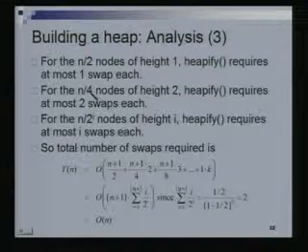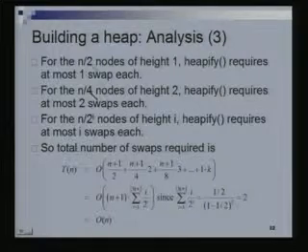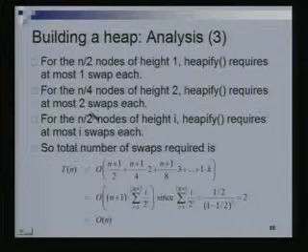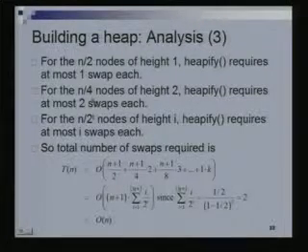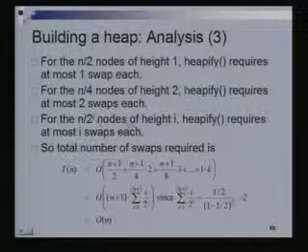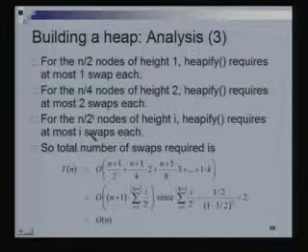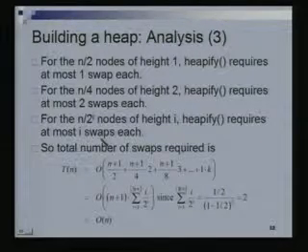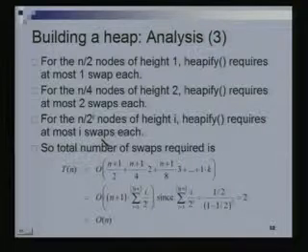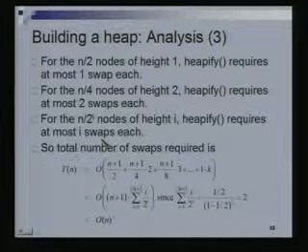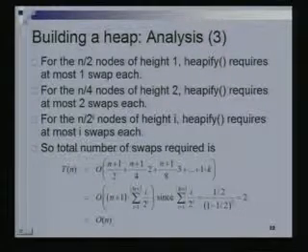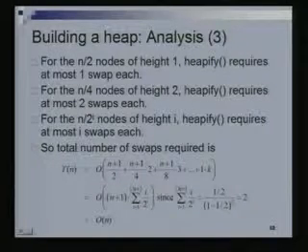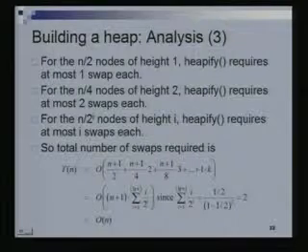For the n by 4 nodes at height 2, the number of nodes is half the number of nodes at height 1. At height 3, the number of nodes is half the number of nodes at height 2, and so on and on. So at height i, there are n by 2 to the i nodes. And for each of these nodes, you require at most i swaps. By swaps I mean the time. You can count the time required by Heapify in terms of the number of times you have to swap the location of two elements. The time required by the Heapify procedure is just proportional to the number of swaps. So we are just counting the number of swaps here.